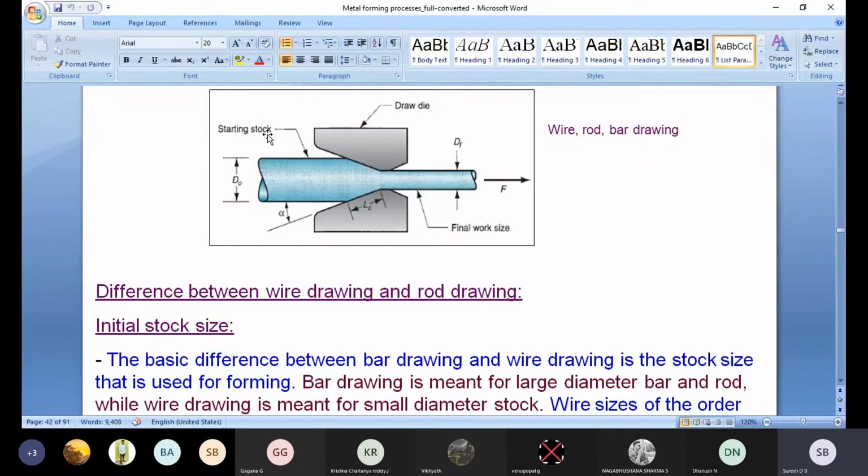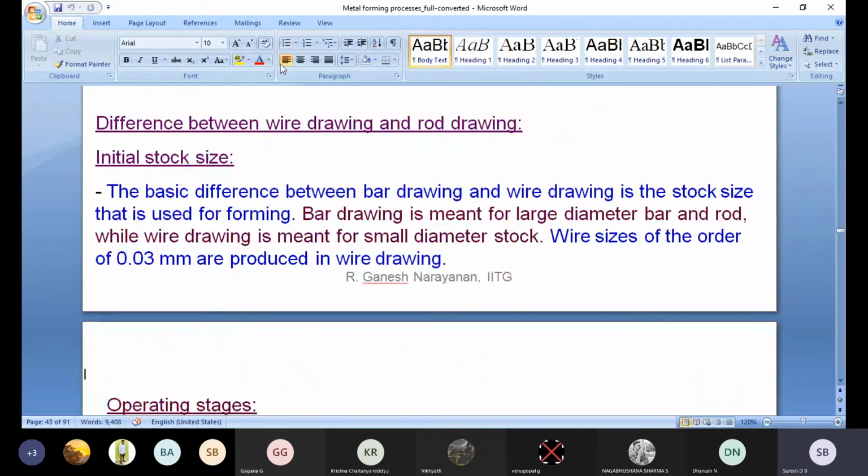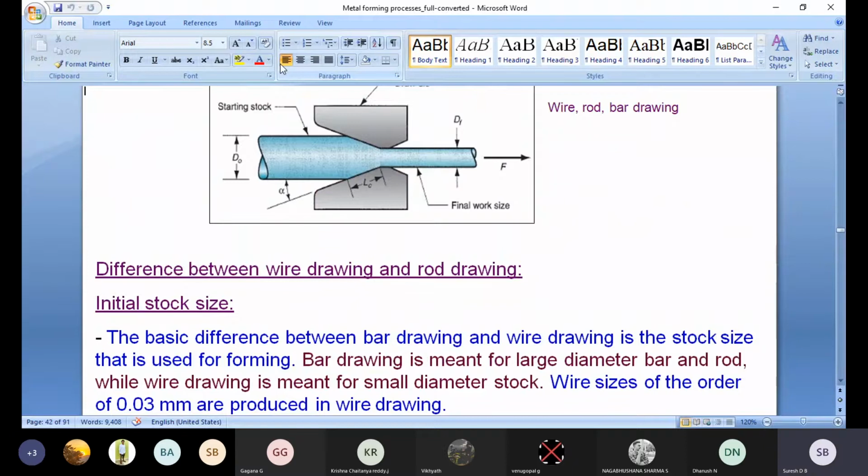Some other differences between wire drawing and rod drawing. Here, the initial stroke: the initial stroke size means that at the beginning we go for a larger diameter of the component. A maximum amount of force or load is required to either pull or push the material between the two dies. That is the initial stroke. Bar drawing and rod drawing are basically the same, and both have circular cross sections.